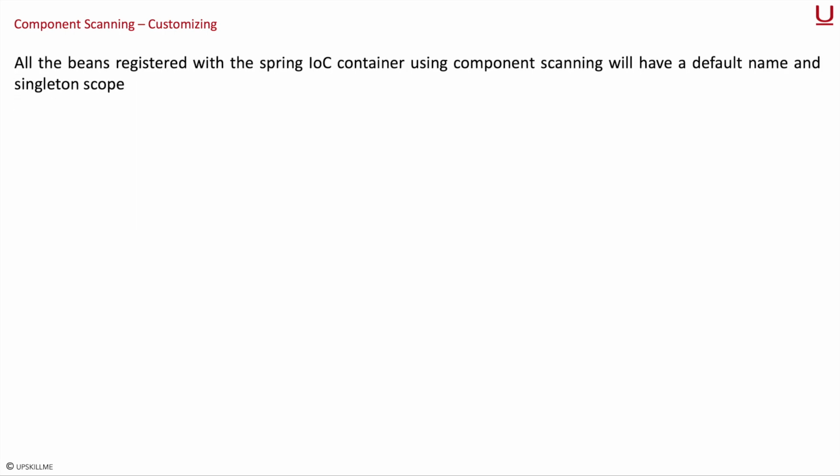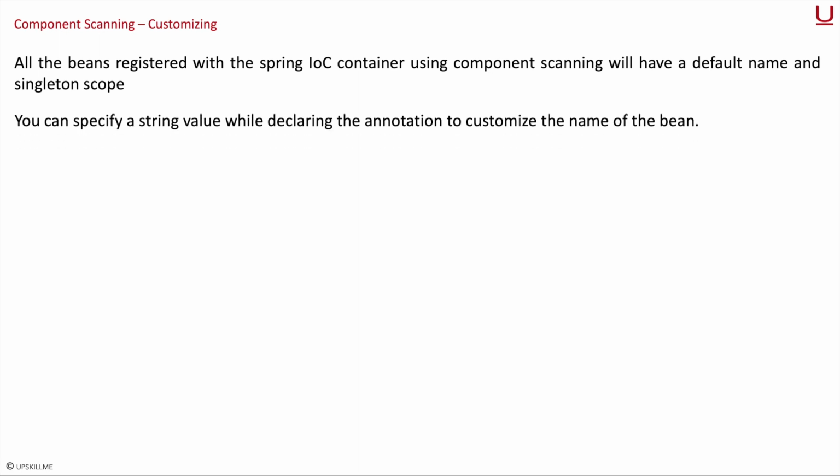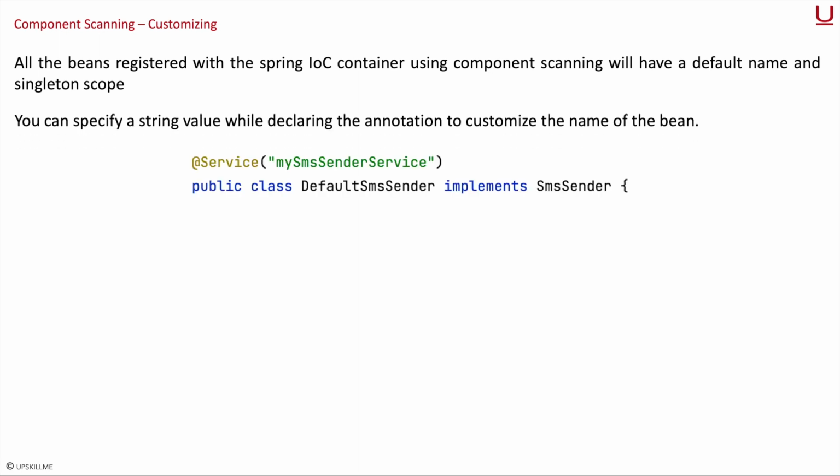Customizing component scanning. All the beans registered with the Spring IOC container using component scanning will have singleton scope. Spring provides us options to customize the beans detected using component scanning. You can specify a string value while declaring the annotation to customize the name of the bean, as shown here in this example. Default SMS sender bean will have the name My SMS Sender Service.